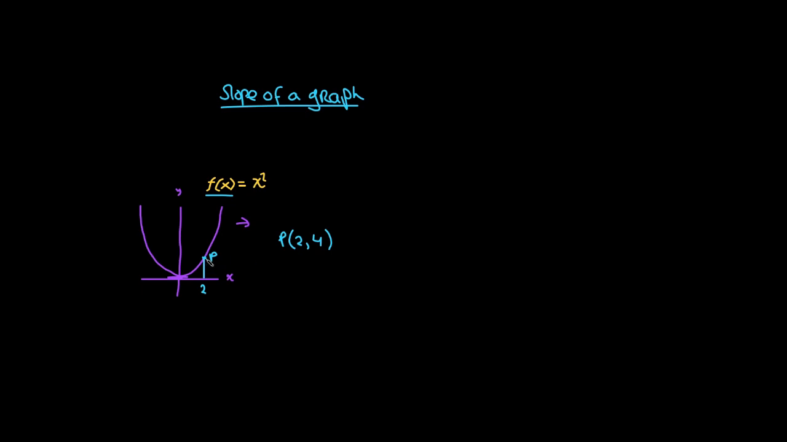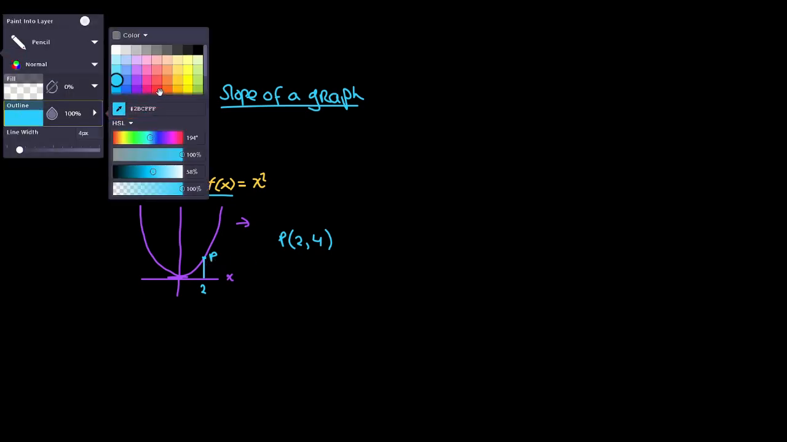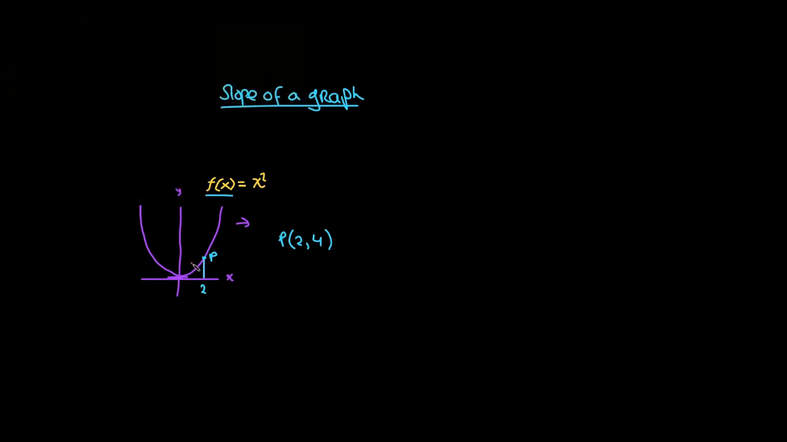Well, we can see if we draw a line kind of parallel to the graph at point P, so that would be kind of like this, and we figure out the slope of this line, then we kind of know what the slope of the graph is at P, right? So how do we figure out this line? I'm actually going to call this line K.